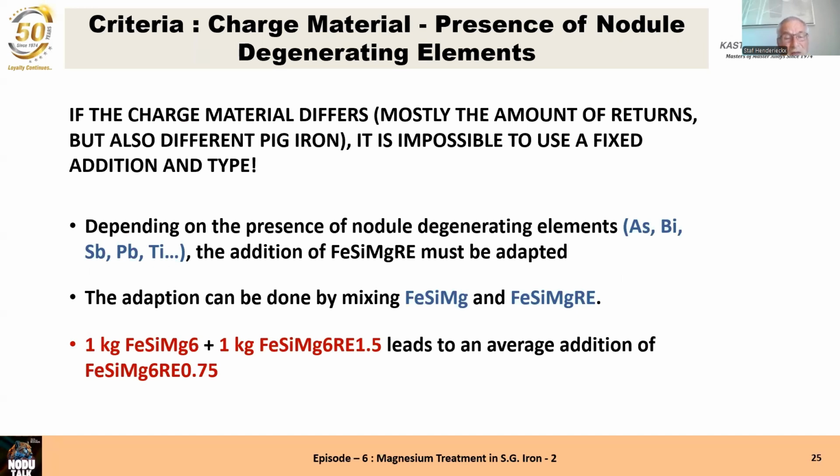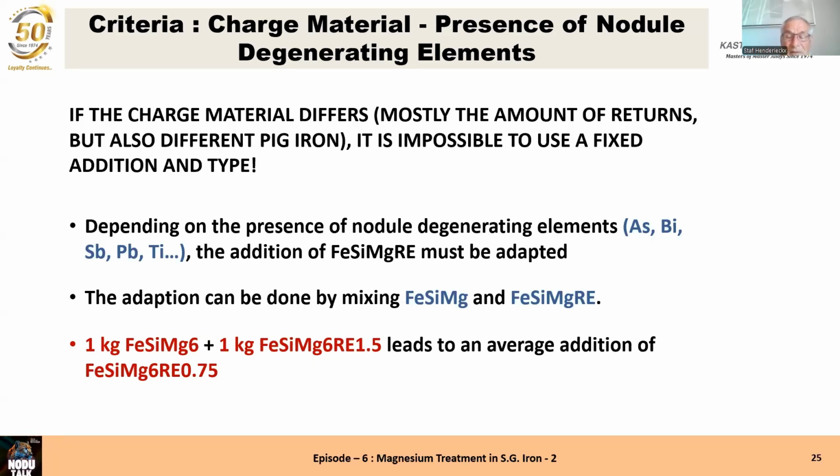When I come in a foundry, I always ask, just for a test, how much ferrosilicon magnesium do you use? And then they say 1.3%. The wrong answer, my guys. It can never be 1.3%, because depending on the returns, depending on the sulfur, depending on the degenerating elements that are in, you need to calculate another amount. As I said, arsenic, bismuth, antimony, lead, titanium, you will have to have another amount of rare earths for compensating that. You can mix again so that you have the correct rare earths.